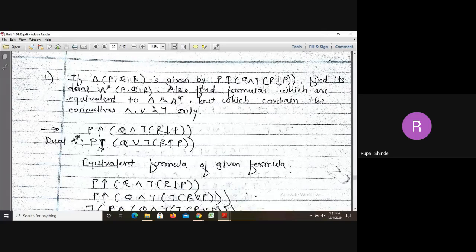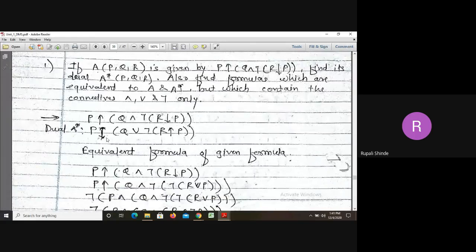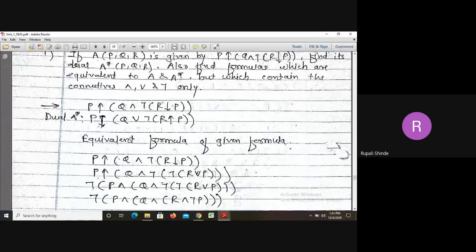First of all, we are going to find the dual of the given formula. The given formula is P NAND Q and negation of R NOR P. Wherever we have written NAND, that should be replaced by NOR, and where we have written NOR, that should be replaced by NAND. So the first NAND is replaced by NOR, and this NOR is replaced by NAND. This is its dual form, that is P NOR Q or negation of R NAND P. So this is the dual of the original form.